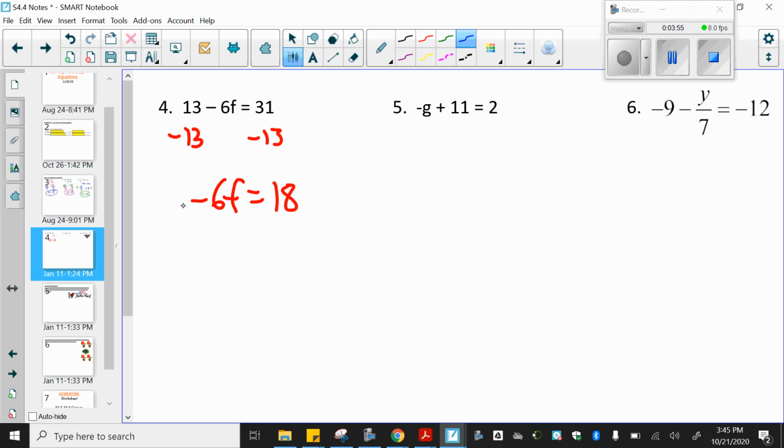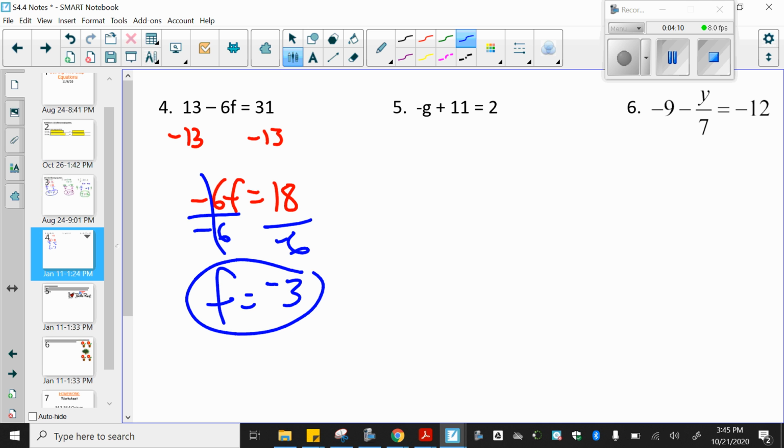All right. So now we have negative 6f equals 18. We're going to go ahead and divide both sides by that negative 6. That's going to cancel. Leave f. 18 divided by negative 6. Positive divided by negative is negative. 18 divided by 6 is 3. F equals negative 3.